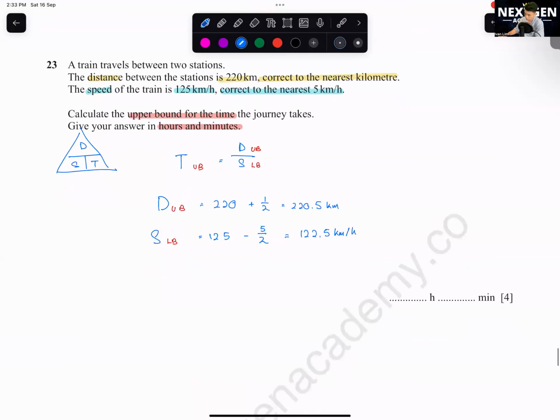So now we put into the formula, the time is equal to 220.5 divided by 122.5, which you'll get 1.8 hours. But do they want us to present it in hours? No. They want us to convert it to hours and minutes. So do your conversion. 1 hour and 0.8 times 60 minutes. You get 1 hour and 48 minutes.